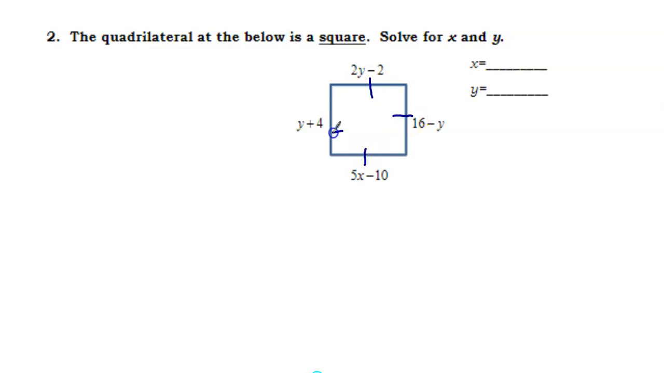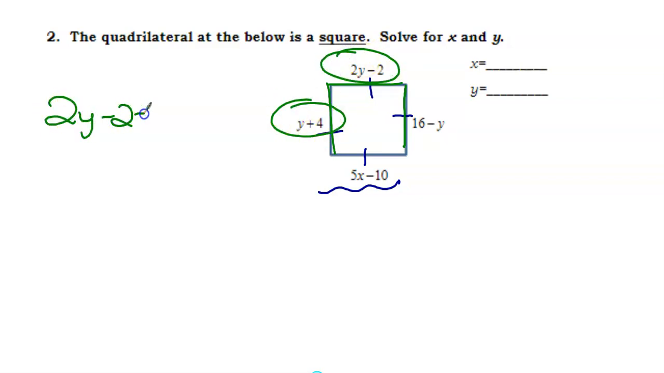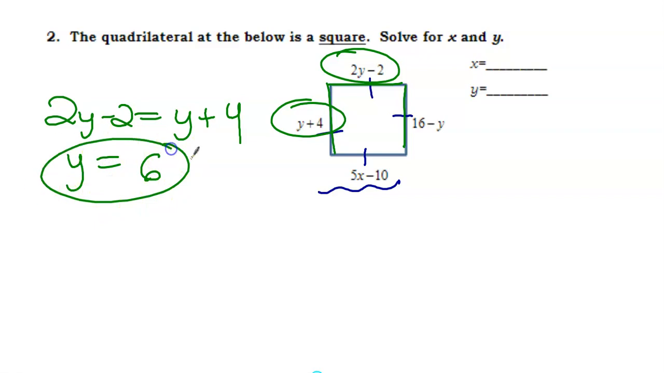So again, all of these are congruent. So let's see what we can do. Well, nothing is equal. Nothing else has an x involved. So we need to make two other sides congruent, which means that we can make them equal to each other. Okay? So I have 2y minus 2 and y plus 4. So 2y minus 2 equals y plus 4. So I'm going to subtract y and add 2, so y equals 6.